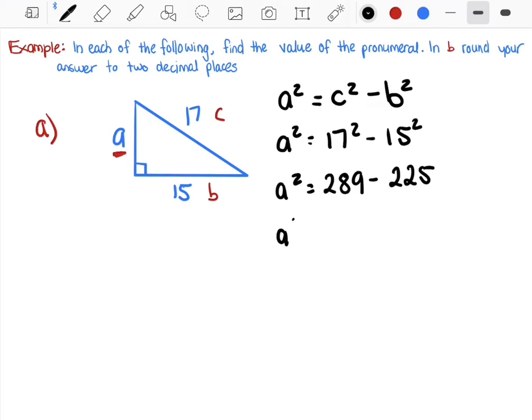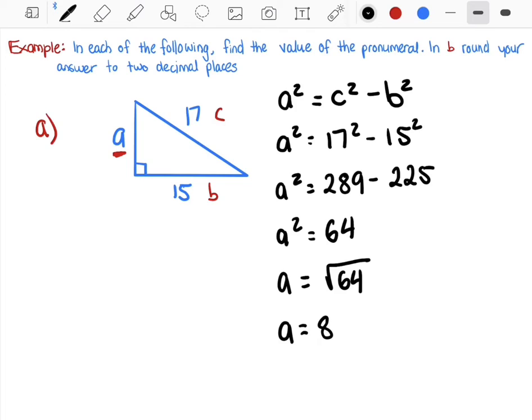Now let's subtract those. Double check: we've got the biggest number take away the smallest number, so we're good to go. If we go 289 take away 225, we get 64. The last thing we need to do to get A is square root 64. If you use your calculator and square root 64, we get the answer of A being 8.